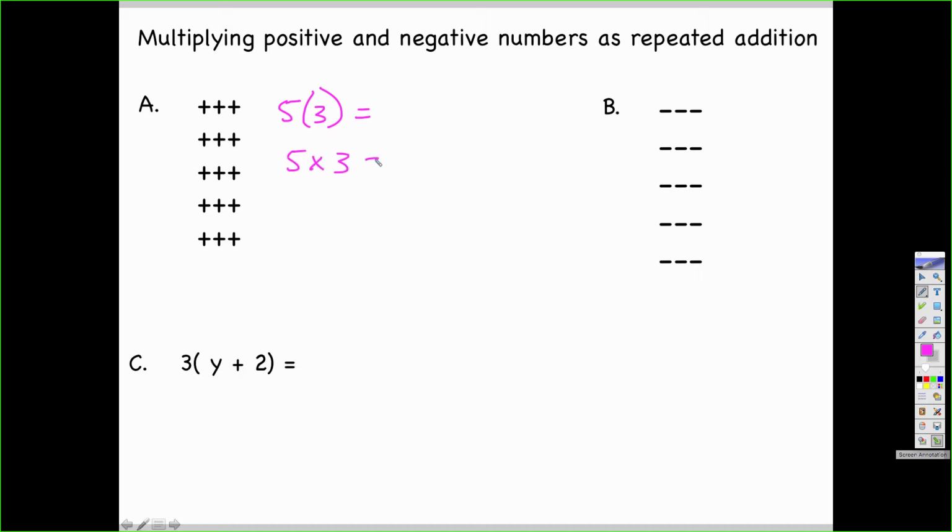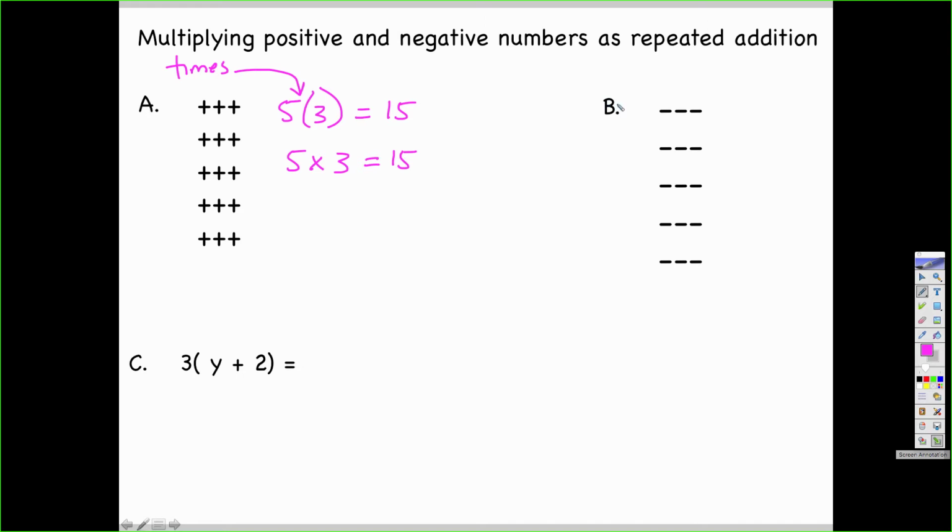Either notation is fine. Remember in math, when it doesn't tell you what to do, this would always be a times. Okay, so all together, we can count them, 3, 6, 9, 12, 15, or we just know 5 times 3 is 15. Okay, so there are 15 positive tiles, so our answer is 15. Either way you want to write it.